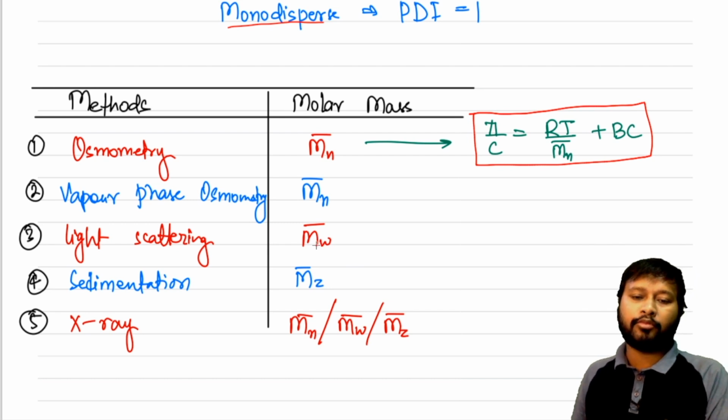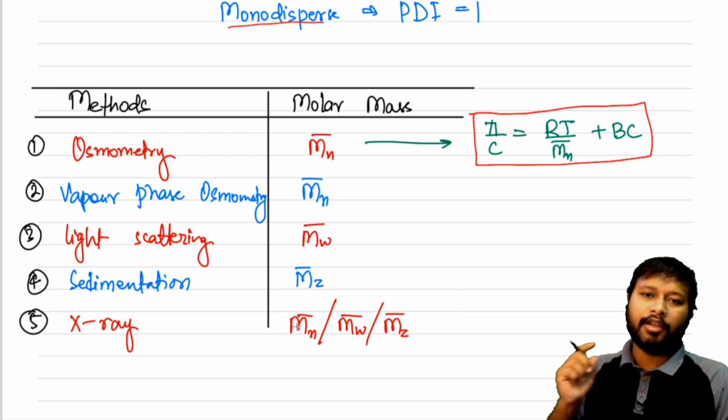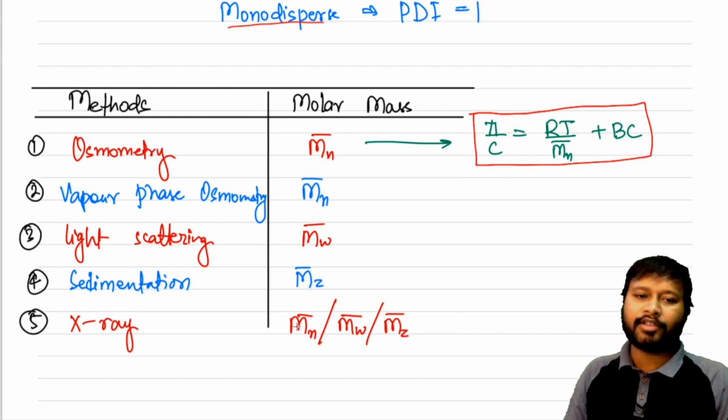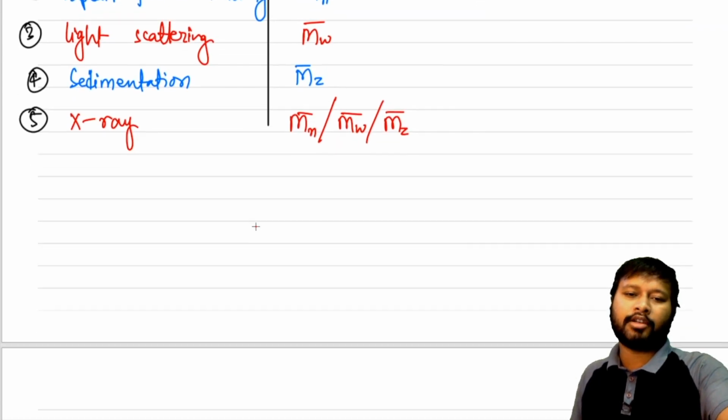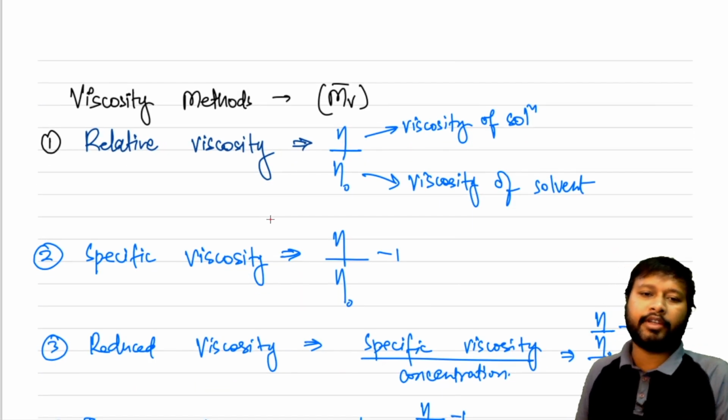So a light scattering experiment is going to give you the weight average molecular mass. Next, sedimentation is the method to find out the Z average molecular mass. Okay, so Z average molecular mass can be calculated through sedimentation. Now X-ray is a method by which you can find out all three of them: number average molecular mass, weight average molecular mass, and Z average molecular mass. Just make a note of it. Questions were asked on this earlier, before 2016, and they can be repeated also.